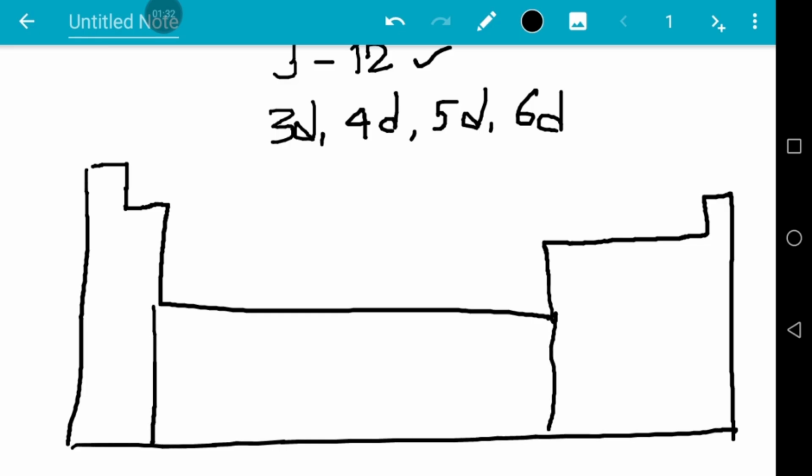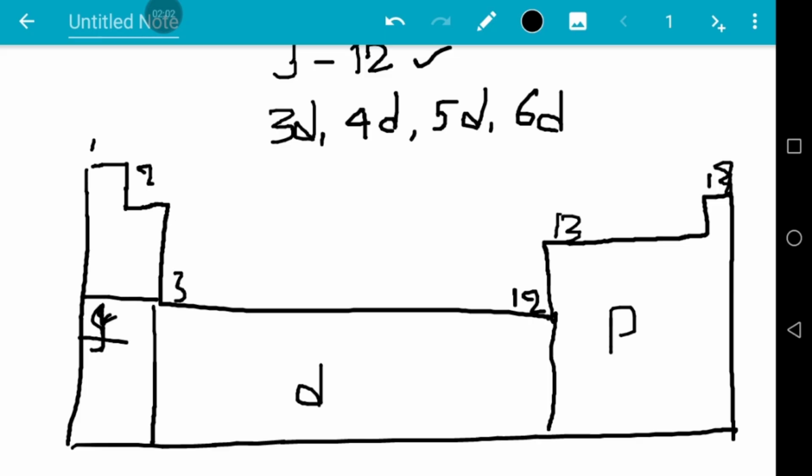So this is the S block, and next, this is the P block, and this is the D block. S block, how many groups are there? First group and second group are S block, and groups 13 to 18 are the P block, and in the middle, groups 3 to 12 are D block elements. Here totally 4 series are there.